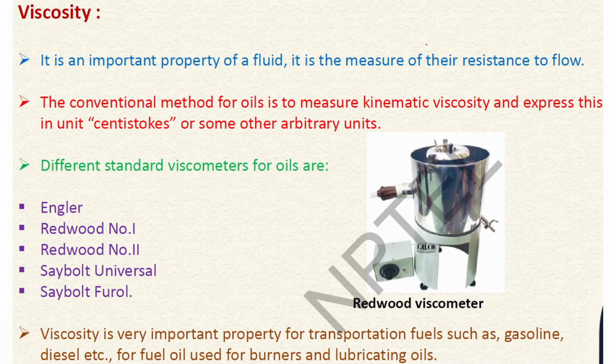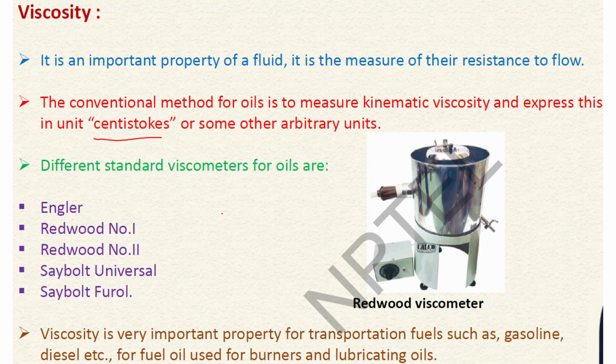Coming to the second property, which is viscosity. It is an important property of a fluid. As we know, it is basically the measure of the resistance to flow, meaning the resistance applied to the flow of a crude oil or a petroleum cut is determined by the viscosity. The conventional method for oils is to measure kinematic viscosity, and its unit is expressed in centistokes.